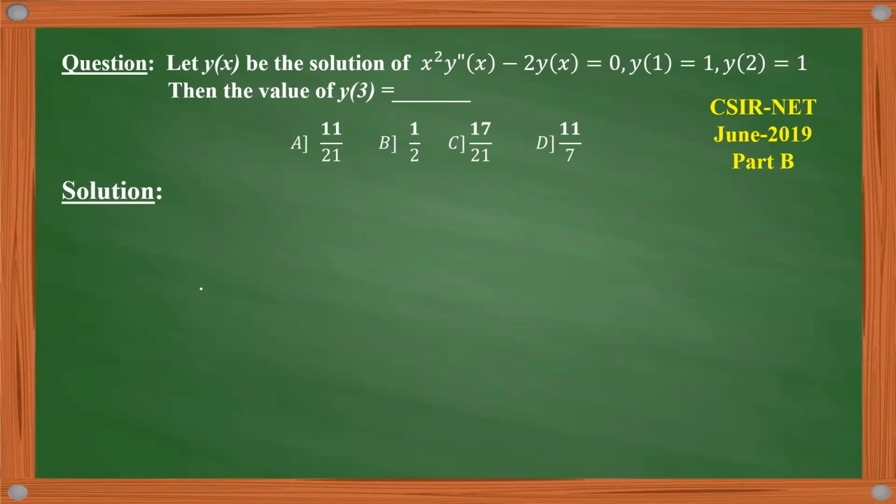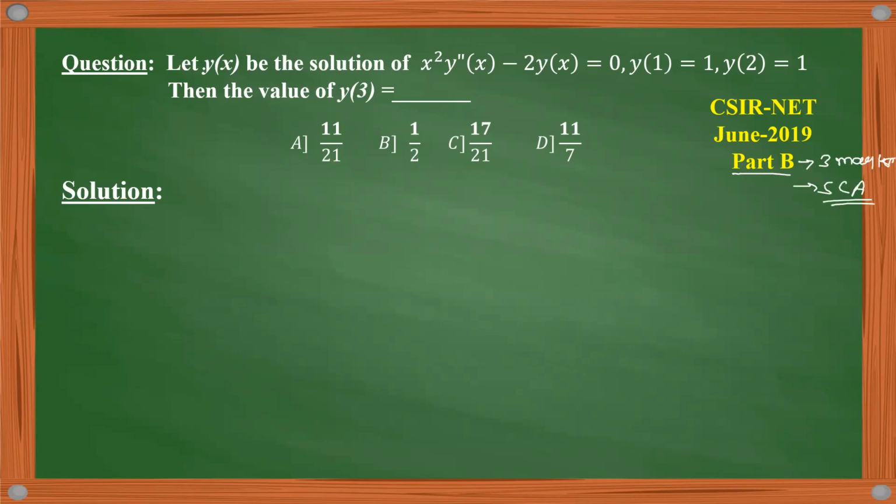Now let us move on to the CSIR NET exam. So this question is asked in CSIR NET June 2019, part B. It is a 3 marks question, and it is a single correct answer. So only one option will be true.